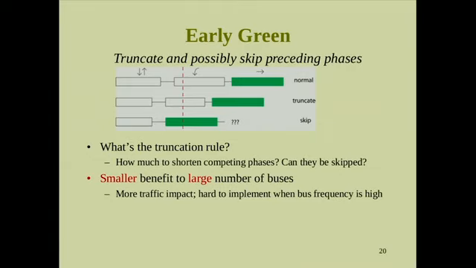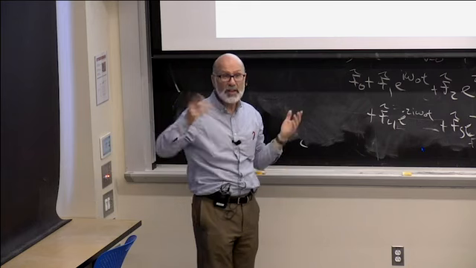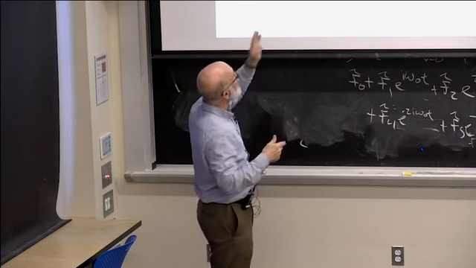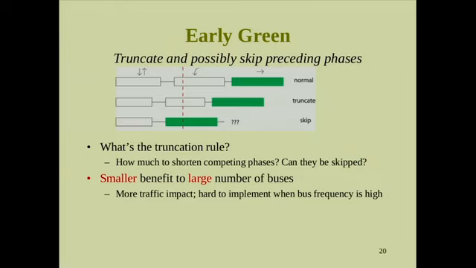truncate, I could shorten the left turn phase. I could even shorten the north-south phase before it, so that now it's a shorter wait until the bus's green comes up. Maybe I even skip the left turn. I shorten the through phase, skip the left turn, and really make things better for the bus that way.